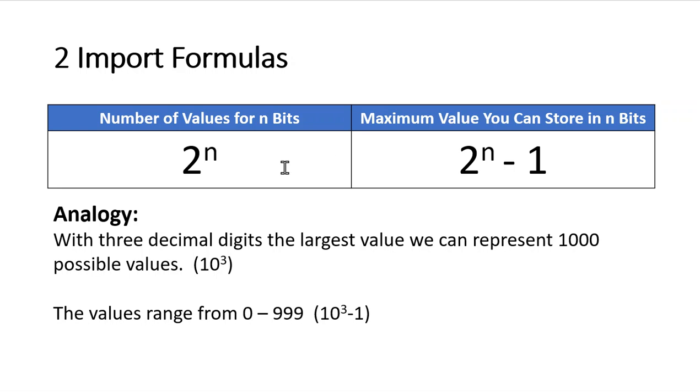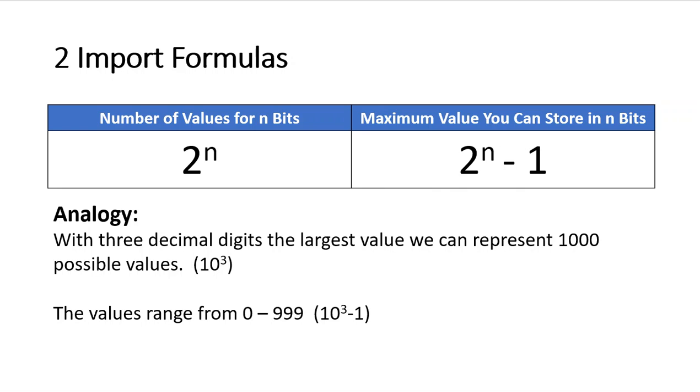Now, because we start counting at 0, we have 2 to the n possible symbols. So in 4 bits, I have 2 to the 4th possible values because I start at 0. Just like with 3 decimal digits, the biggest one is 999, but that's 1,000 possible values if I start counting at 0. So the biggest number you can store in any given number of bits is 2 to the n minus 1. That's an important formula to memorize.